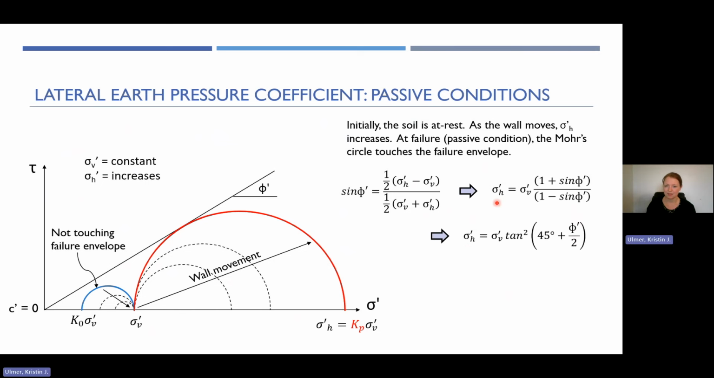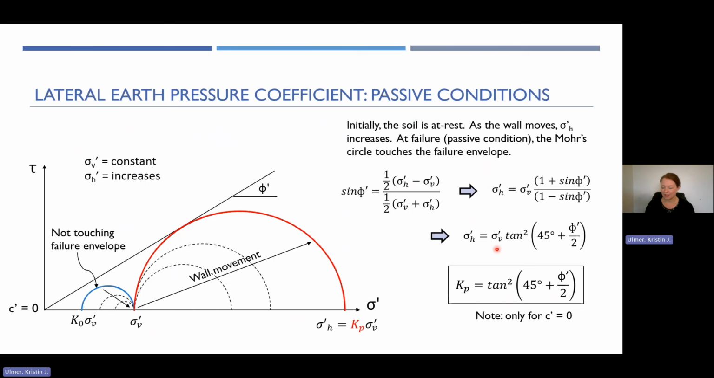And again, using some trigonometric relationships, you can rewrite it as tangent squared of (45 plus phi over 2) multiplied by your vertical stress. And now we again have this nice multiplier that we can replace with Kp. So your lateral earth pressure coefficient is representing this tangent squared term. And this is how you compute it. Again, very similar to the active condition, but we have a plus instead of a minus. And again, I'm only showing the equations for situations without cohesion, but there are modifications that would include cohesion.